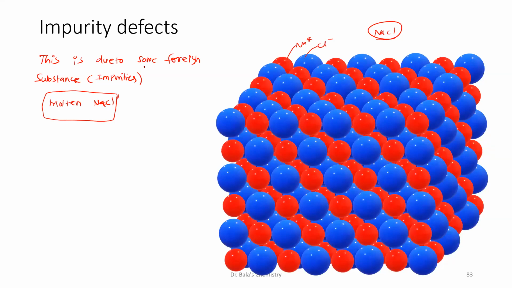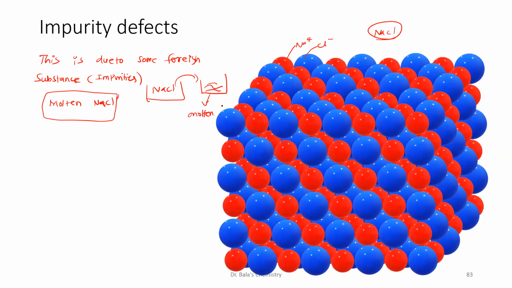Sir, could you repeat the question? So what is the meaning of molten NaCl? That's what I asked. Liquid NaCl, sir, due to heating. Liquid NaCl, right? If NaCl is heated and becomes a melt of NaCl, that is called molten NaCl.